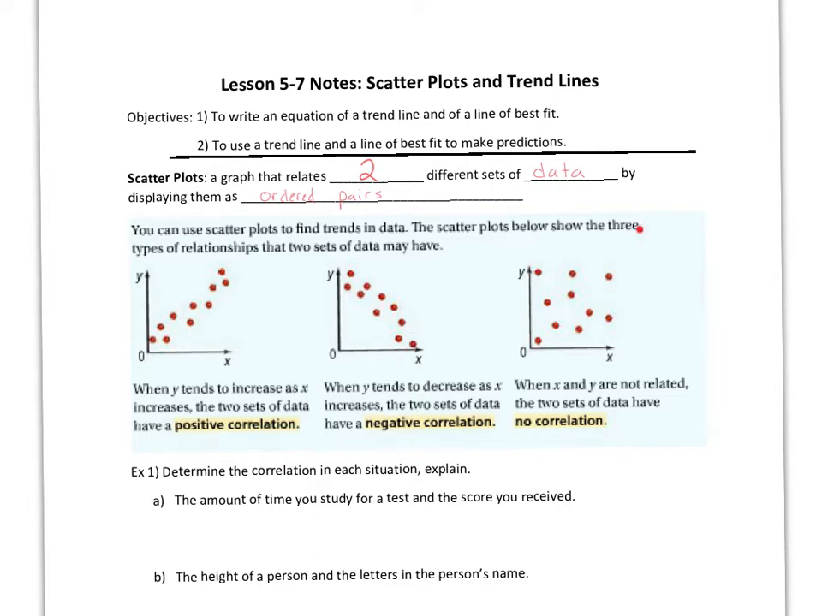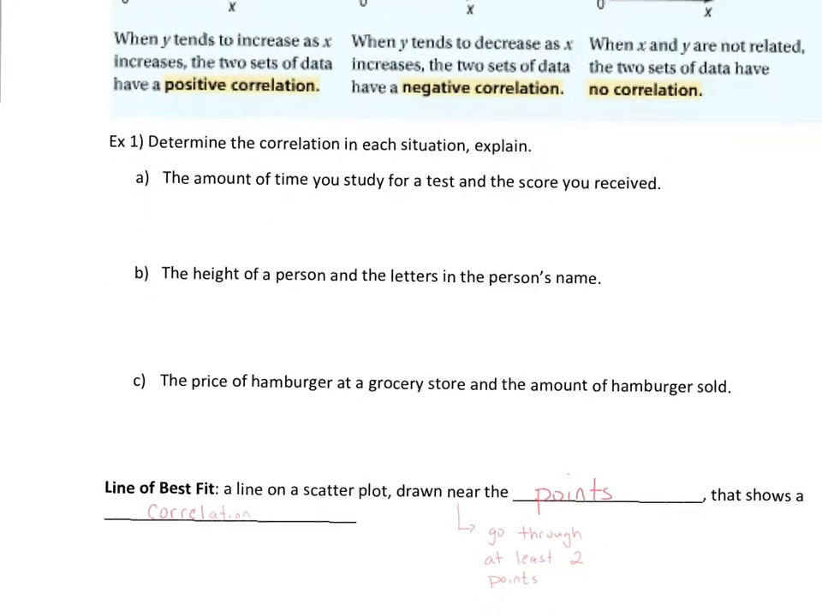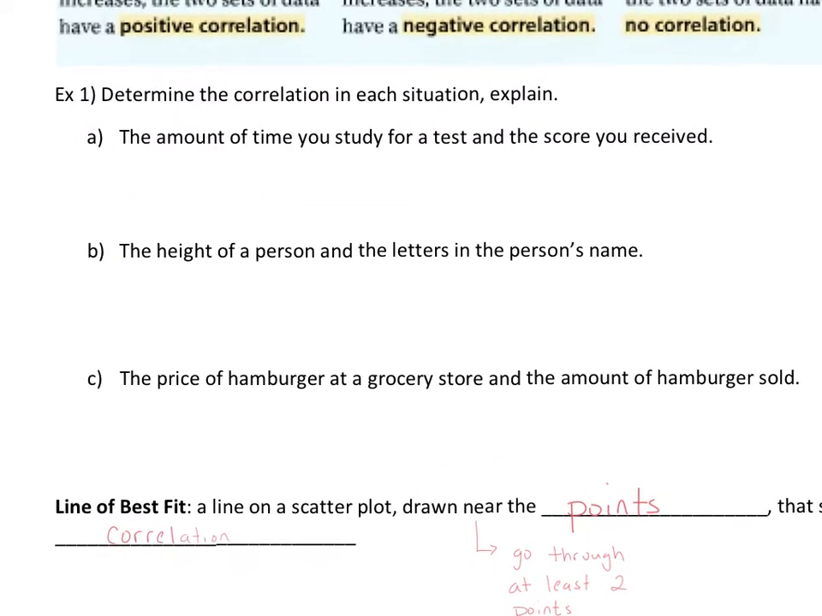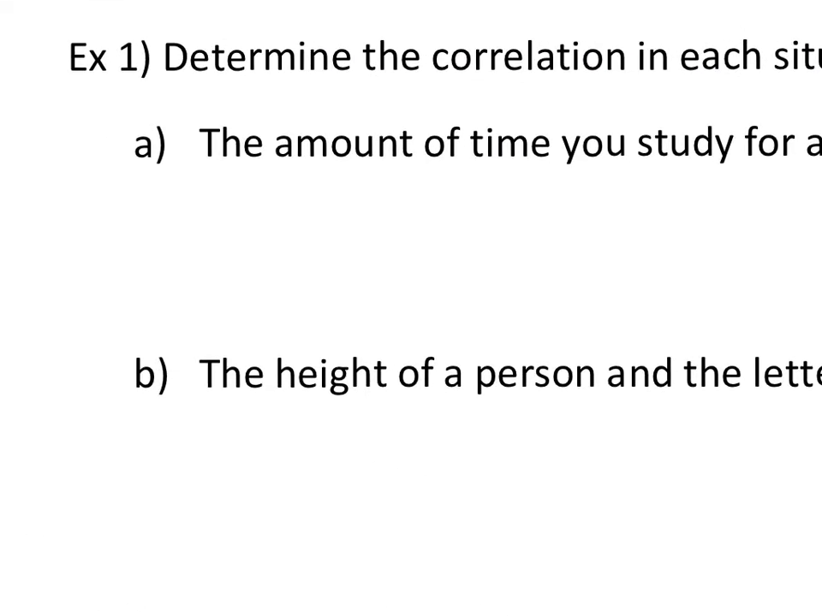Okay, example 1 says determine the correlation of each situation and explain. The amount of time you study for a test and the score you receive. What you're thinking of is, are both of them going up? Is one going up, one going down? Or is there no relationship here at all? Well, hopefully, the more time you put in for your test, we're going to see your test score go up. So in this case, this is going to be a positive correlation.